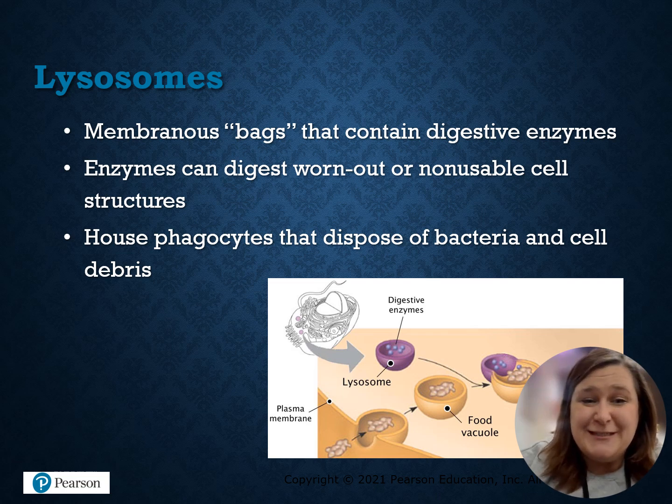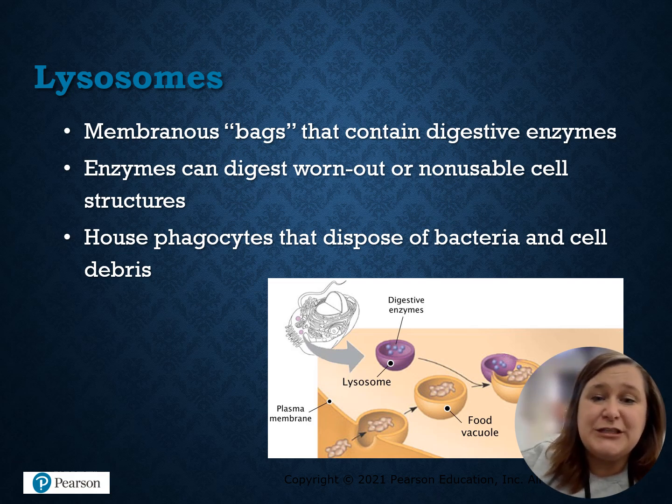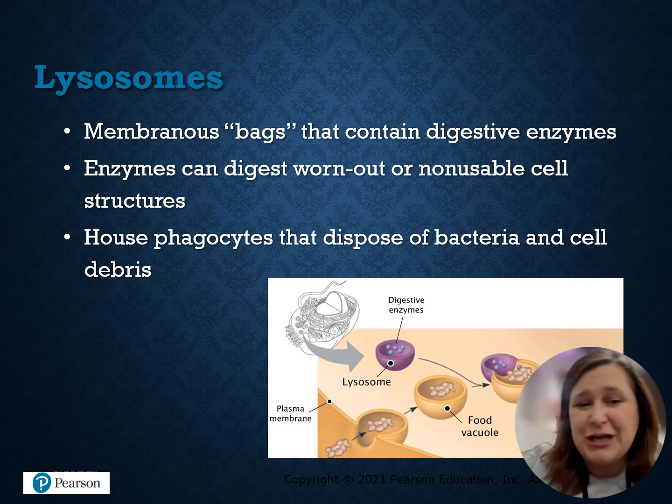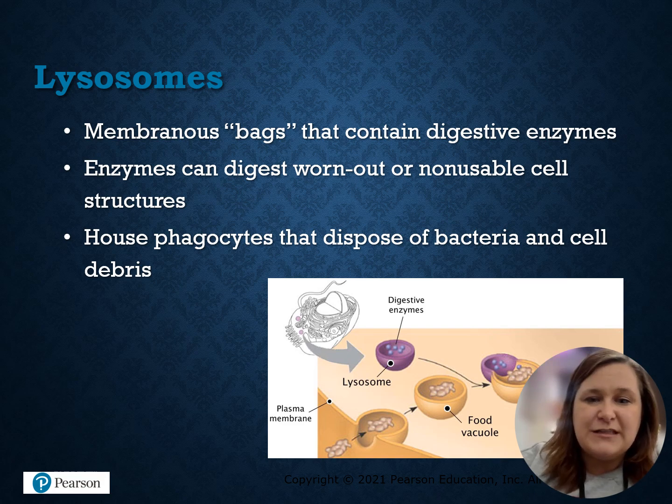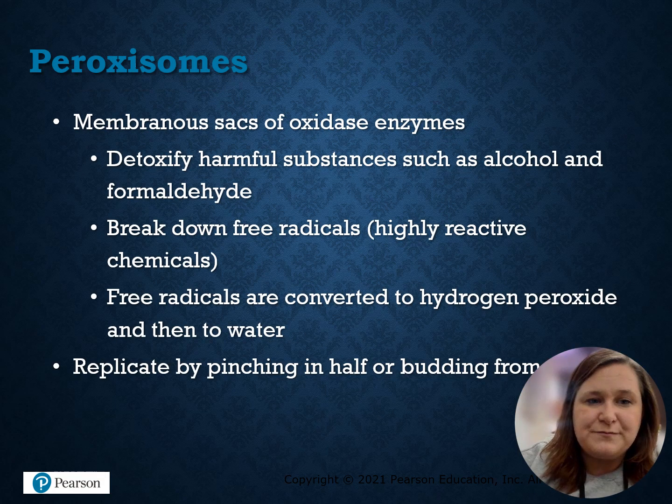So lysosomes, I mentioned that, but we don't know what that is yet. So lysosomes are just going to be membranous bags that are going to contain digestive enzymes. These enzymes can digest worn out or non-usable cell material to just kind of get that trash out of the cell so it's not taking up space or doing damage. These are also going to house our phagocytes, and our phagocytes come in and literally eat up debris. They engulf them and then they carry them away. So they're going to house those phagocytes that dispose of bacteria and cell debris.